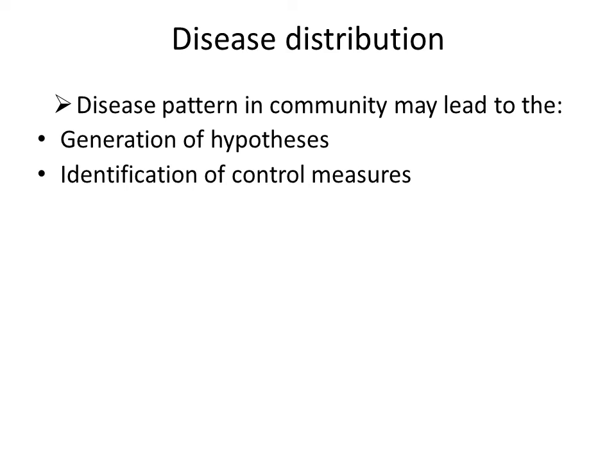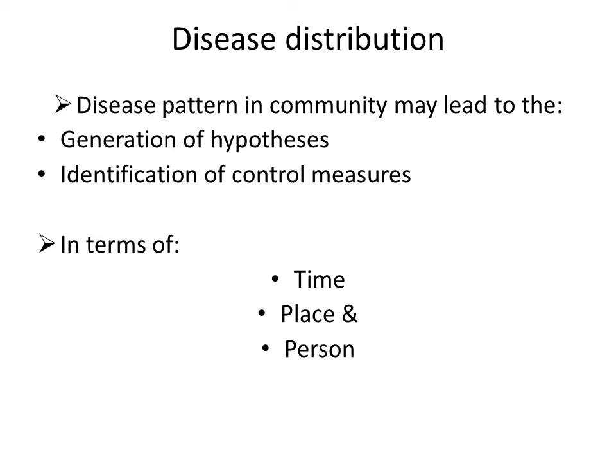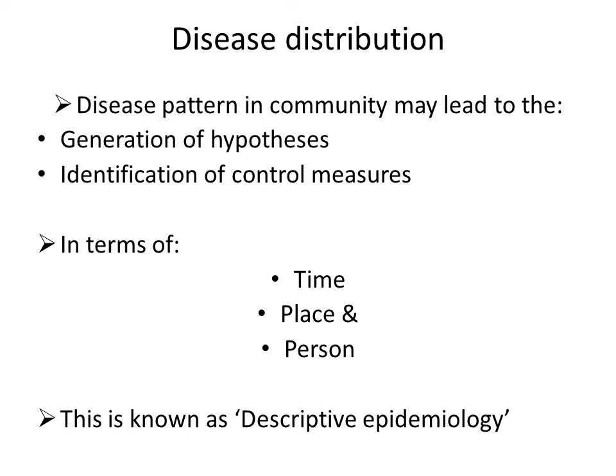By identifying the determinants, we can identify the appropriate control measures. So the distribution of the disease is defining the disease in terms of time, place, and person. This is known as descriptive epidemiology.